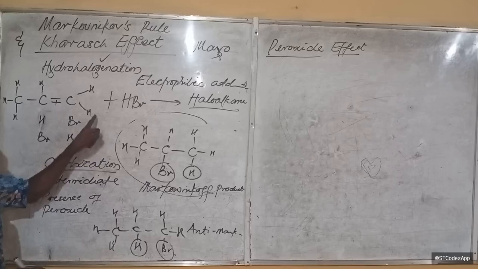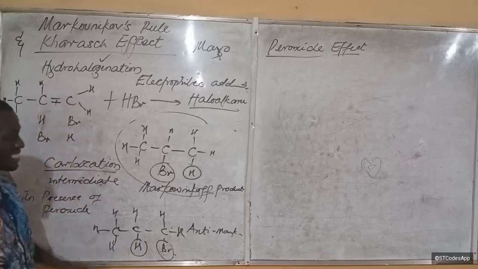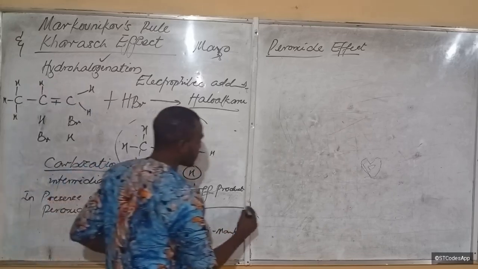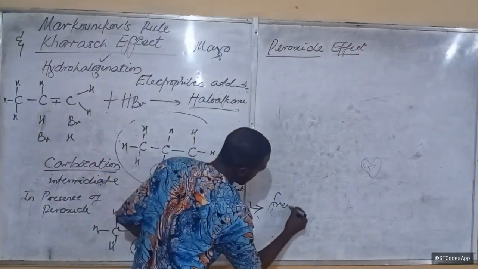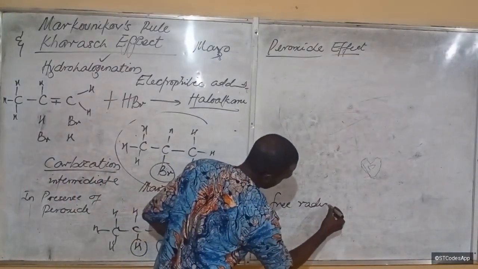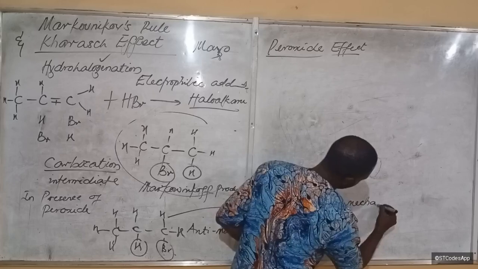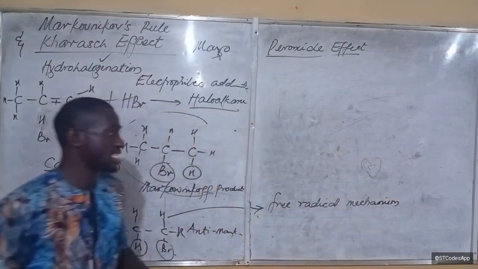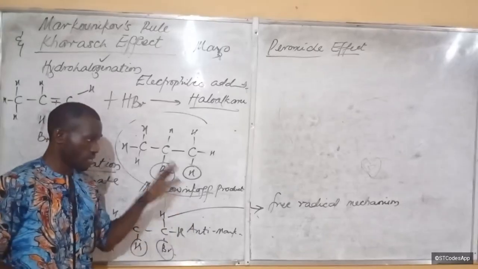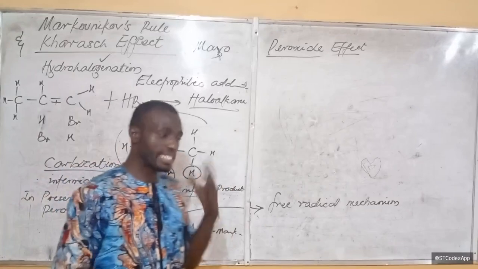For Markovnikov, the reason is the formation of the carbocation intermediate. In this case, the reason is that the mechanism in the presence of a peroxide proceeds by a free radical mechanism. I'm going to expatiate on this when we begin to talk about the mechanism of reactions in full. So that is the reason, and that is what we have for Markovnikov and anti-Markovnikov.